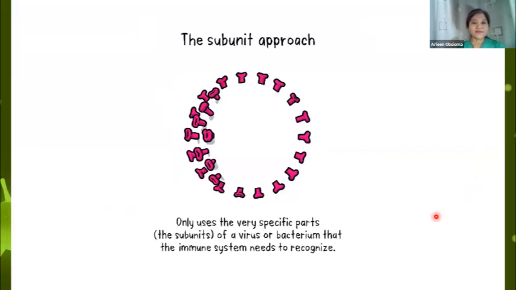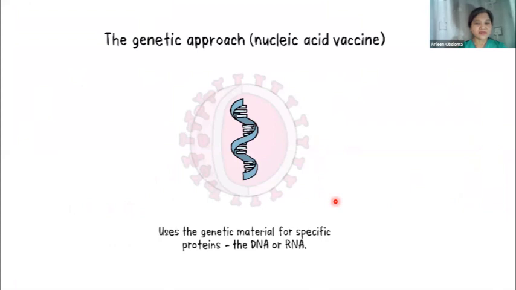The subunit approach, as we have mentioned, uses the spike protein, and it only uses the very specific parts of a virus or bacterium that the immune system needs to recognize. And then we have the genetic approach, which includes the mRNA and the DNA vaccines.